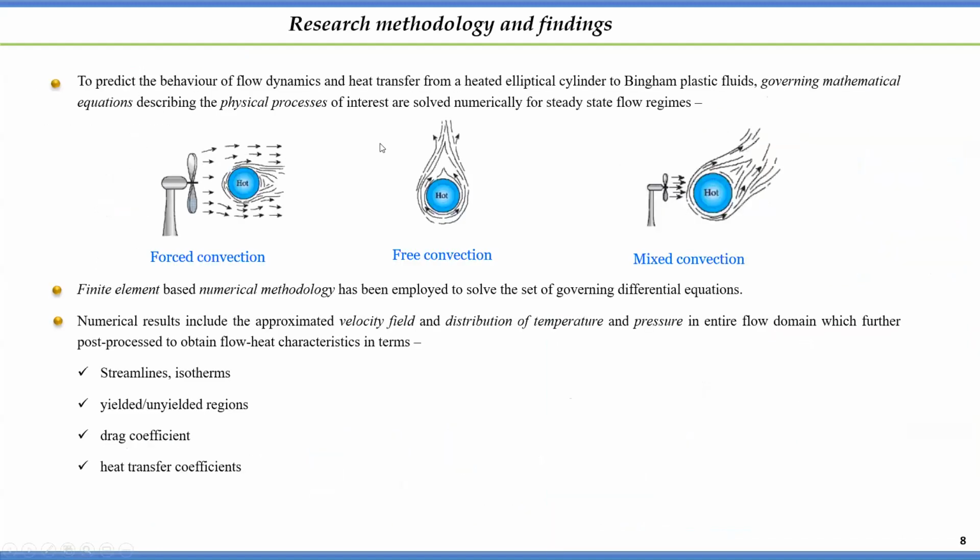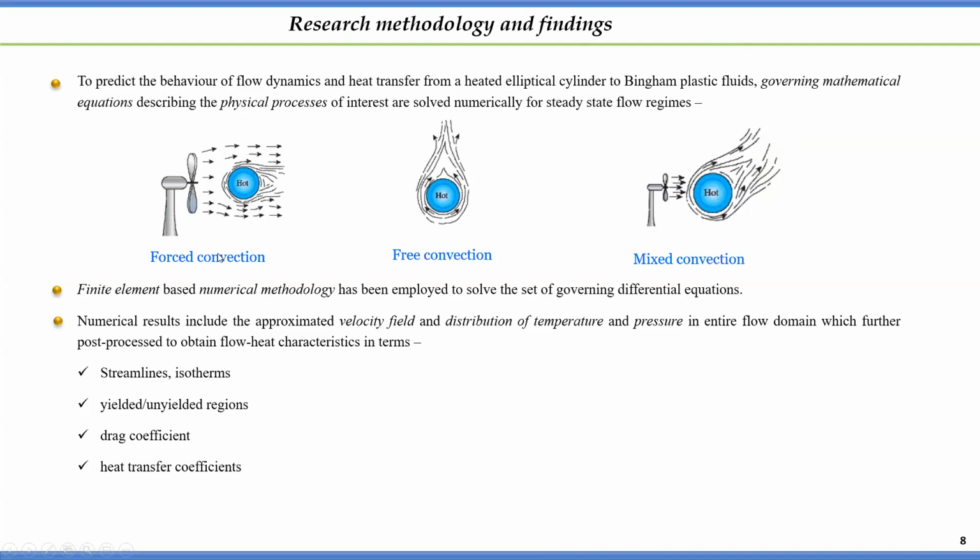So in order to understand the phenomena of forced convection, free convection, and mixed convection, when viscoplastic fluids encounter any structural hindrance in the path, we can study this kind of phenomena in a more detailed way numerically. And let me briefly describe what these forced convection, free convection, and mixed convection phenomena are. So when we have fluid flowing past any object, and we have some external source to create the flow, then it is called forced convection.